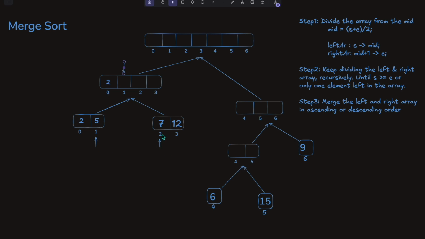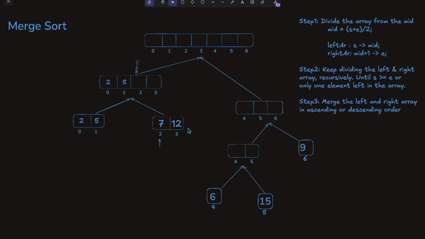Whichever is less will come in this pointer position. So here you can see 5 is less, so it will come here. As soon as we place it in the correct order, we will move the index to the next position. So there is nothing left, so it will break the loop, and this will also move to the next index.